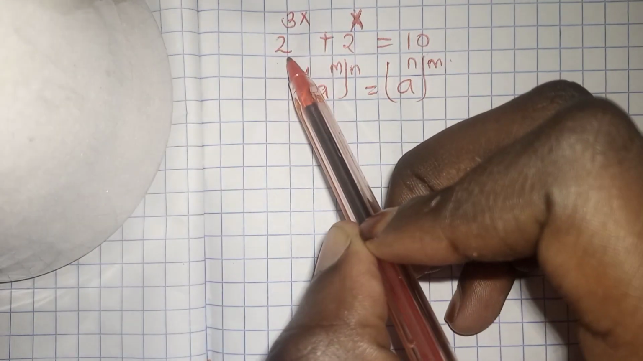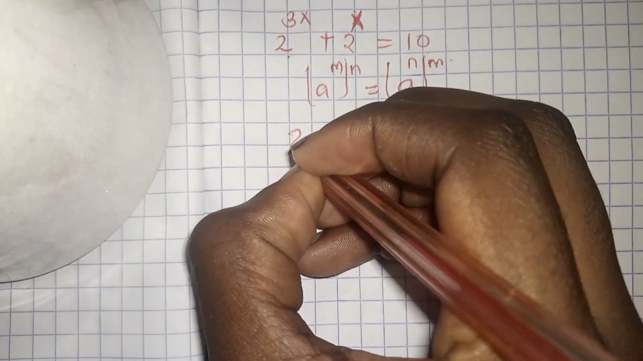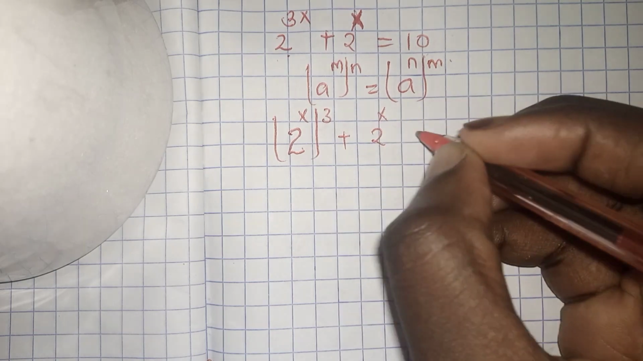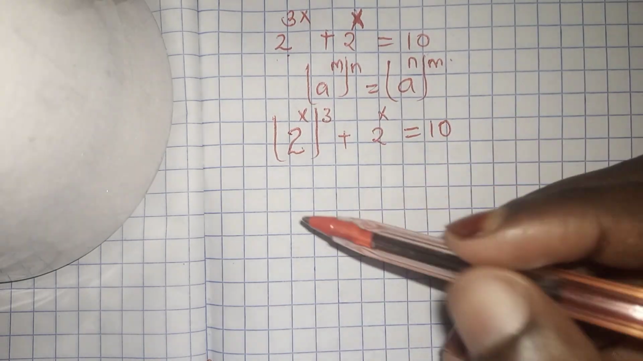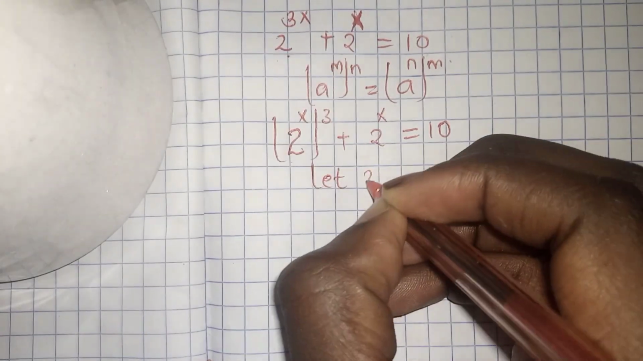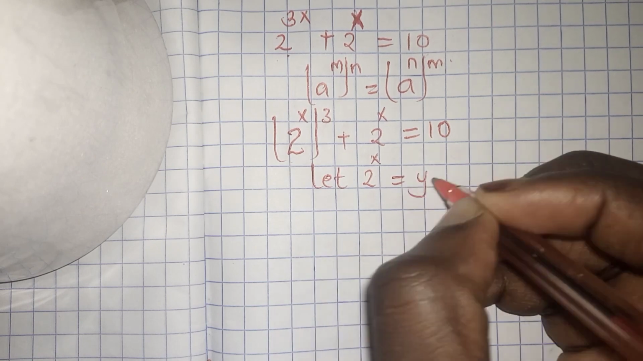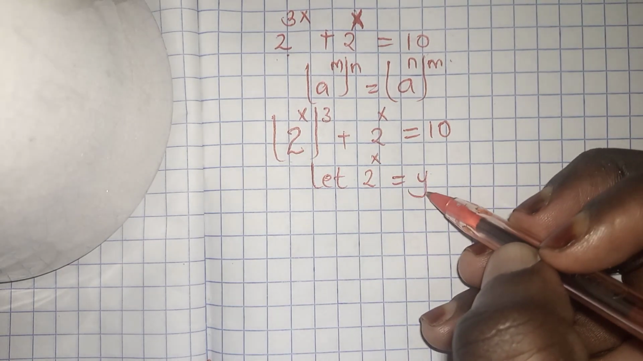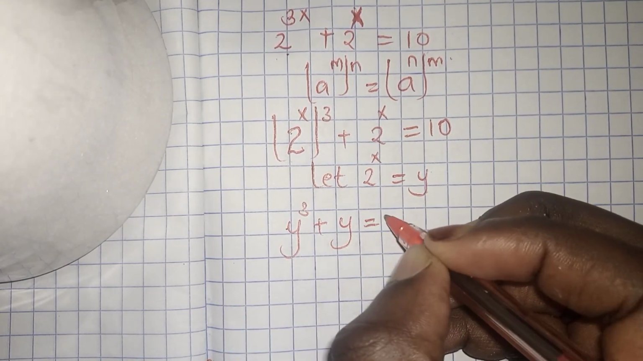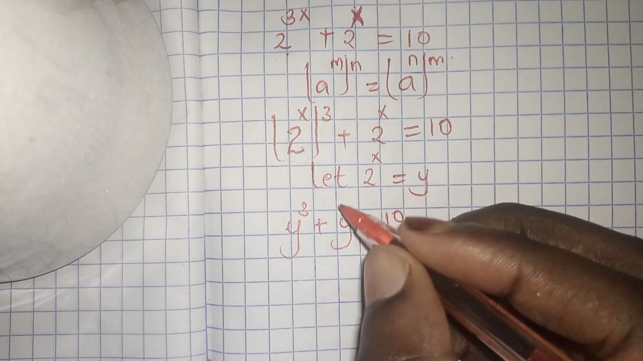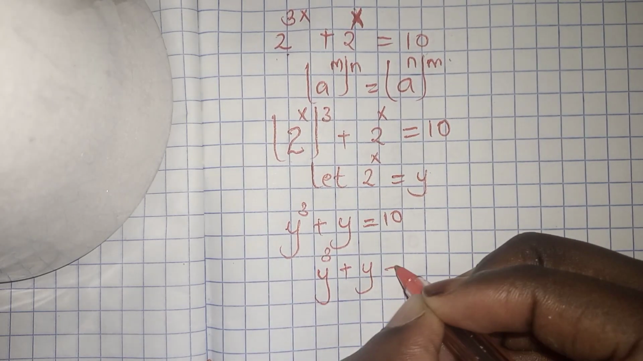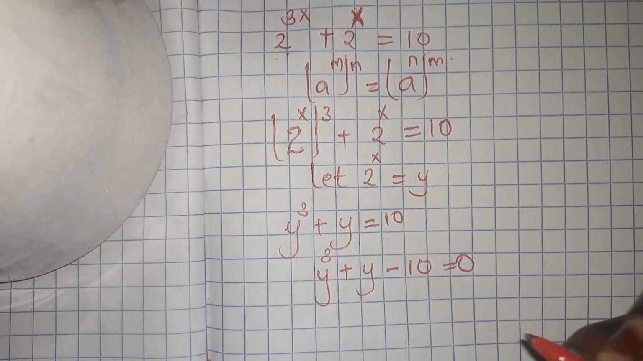So we are going to apply this rule here, whereby this will be 2 to the power of x, all this to the power of 3, plus 2 to the power of x is equal to 10. So 2 to the power of x is common, so we shall substitute it with y. So let 2 to the power of x equal y. Where we have 2 to the power of x, we are replacing it with y. So this will be y cubed plus y is equal to 10. So let us bring this 10 to our left hand side. So this will be y cubed plus y minus 10 is equal to 0, right?